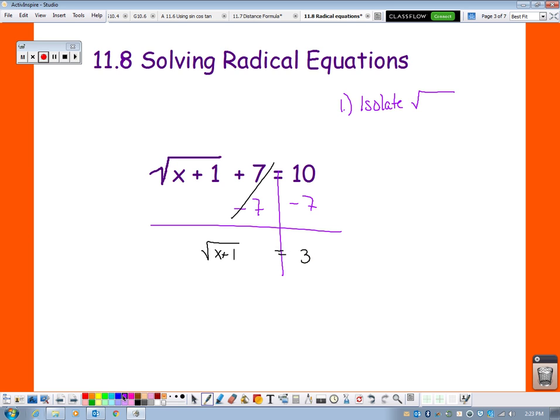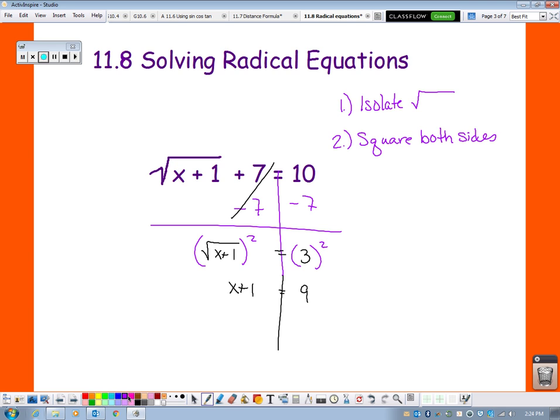And this is where we have a new step. We got this square root by itself so that we could get rid of the square root sign. So our next step is to square both sides. The opposite of square rooting is squaring. So we're going to square both sides in order to get rid of that root, so we can get the x in there by itself. The square root of x plus 1 squared is just going to be x plus 1. And 3 squared on the other side is 9.